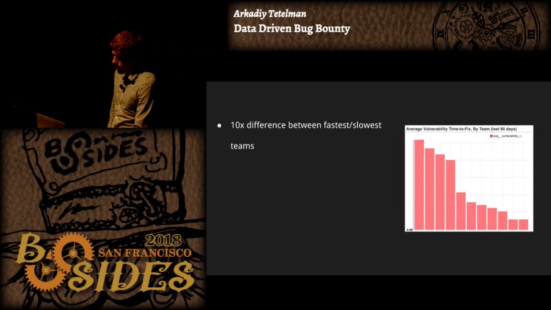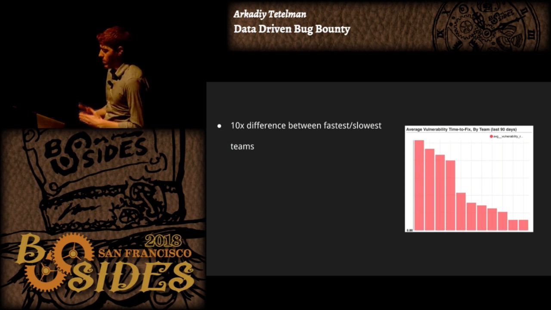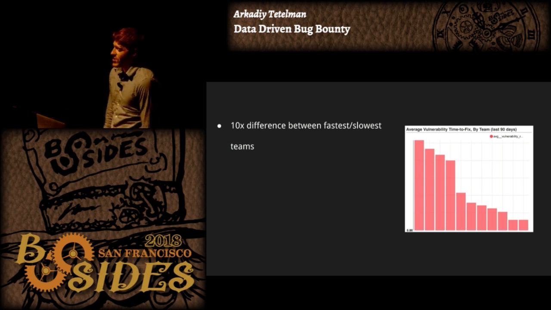If you've ever done offensive security research or participated in bug bounty programs, then you've probably been on the other side of this graph, which is there's a 10x difference between the fastest and slowest teams in terms of resolving vulnerabilities. You've probably waited many months, sometimes more than a year, to see your vulnerabilities resolved. This is why. We try to work very hard to make sure that teams do resolve issues on time, but there's a natural distribution there that can be hard to control.